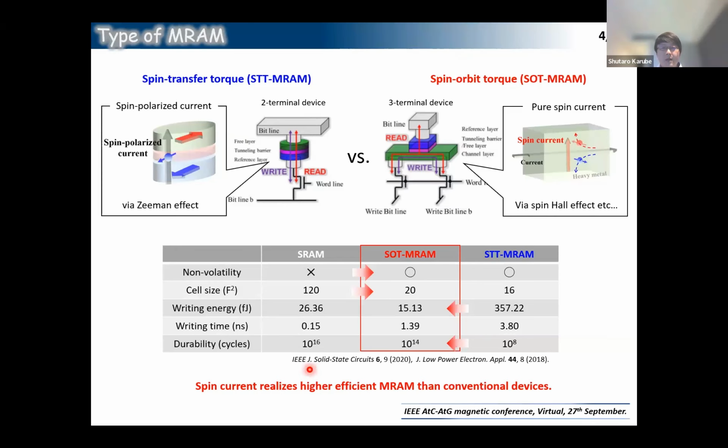Below, I provide the benchmark comparison between existing SRAM, STT-MRAM and SOT-MRAM devices. Compared to SRAM and STT-MRAM, SOT-MRAM offers significant advantages, including non-volatility, cell size, writing energy, and durability. In particular, SOT-MRAM, which utilizes spin currents, demonstrates superior characteristics in these aspects. Therefore, spin currents play a crucial role in enhancing MRAM efficiency compared to existing conventional devices.